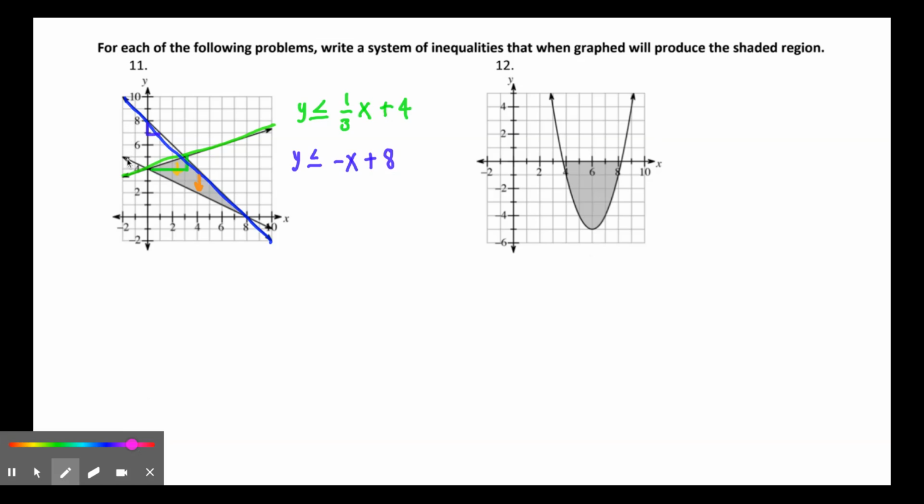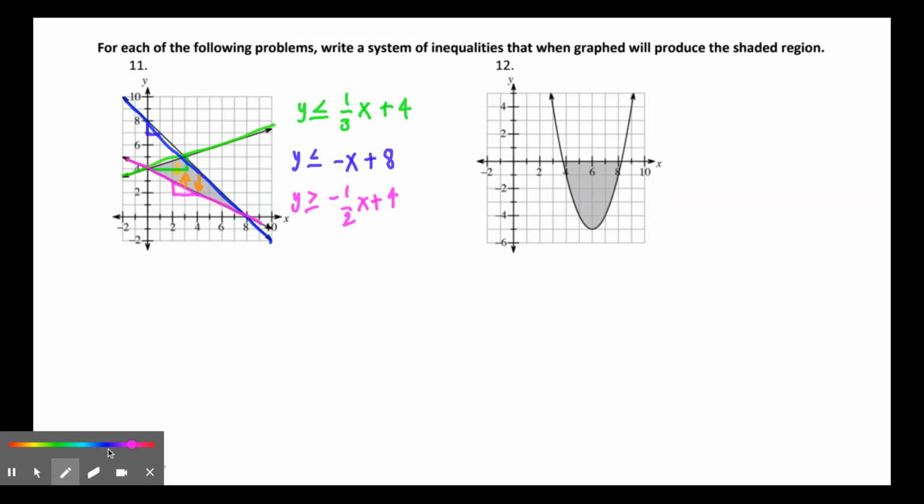And then this last one, you can see the shaded region is above this line. So then this one's going to be y is greater than or equal to, because the line is solid. And then it looks like the slope is down 1/2, so negative 1/2 x with a y-intercept of 4.